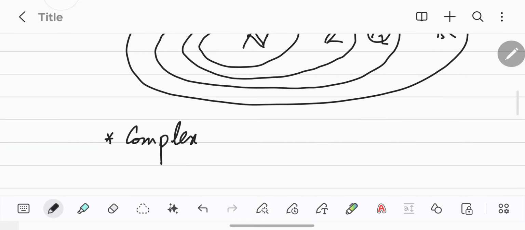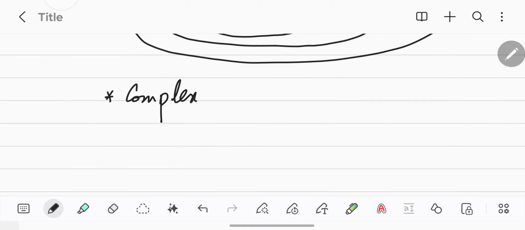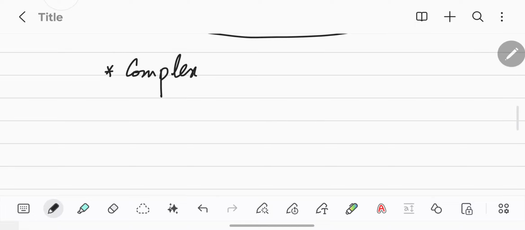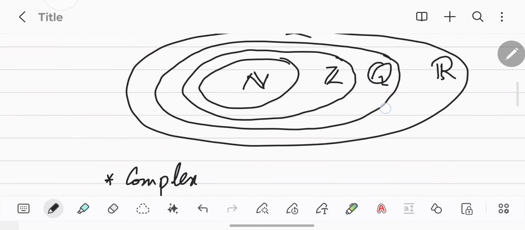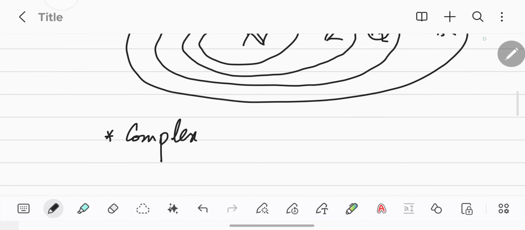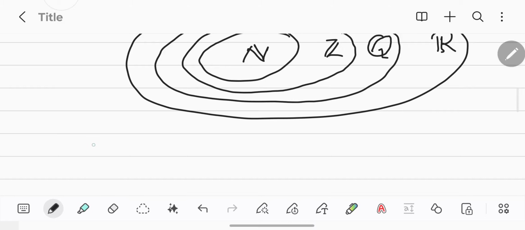But there are still some numbers which are not real numbers. Okay, they are called complex numbers. So we start studying complex numbers by solving some equations. So suppose we have an equation like 2x minus 10 is equal to 0.